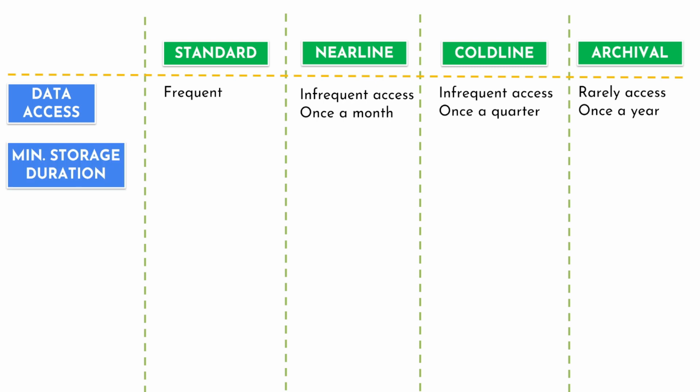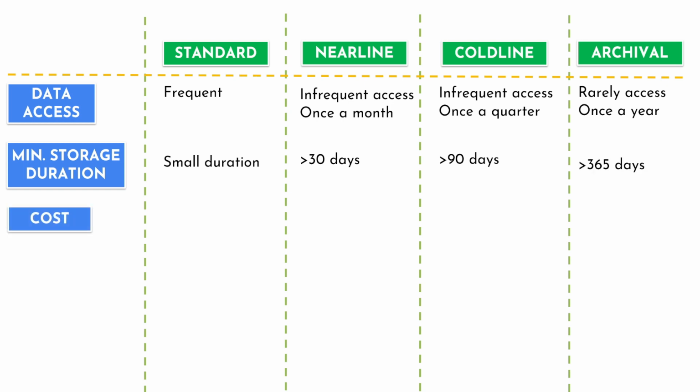There is also a minimum storage duration that you should be aware of before storing your data in any of these storage classes. Standard has a very small duration because it is frequently accessed data, and it should typically be stored for a brief duration. You store data for a minimum of 30 days in nearline storage, a minimum of 90 days for coldline storage, and for archive storage, you store for at least 365 days.